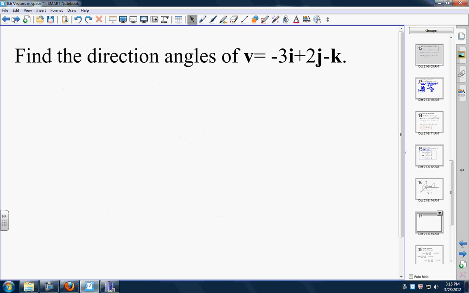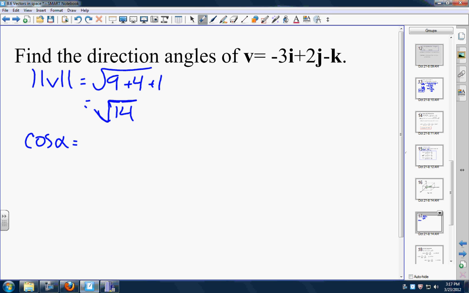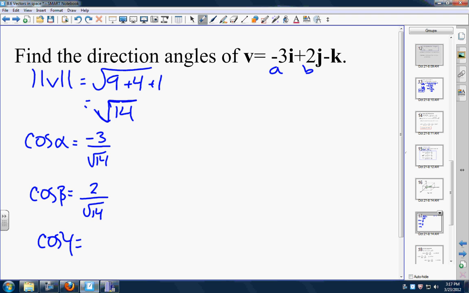So if I gave you this here, okay, vector v, negative 3i plus 2j minus k, first thing I'm going to need is the magnitude. It is square root of 14. Now, I know cosine of alpha is nothing more than my a component right here divided by my magnitude. I know cosine beta is nothing more than my b value over my magnitude. And lastly, I know cosine lambda is nothing more than my c value over the magnitude.